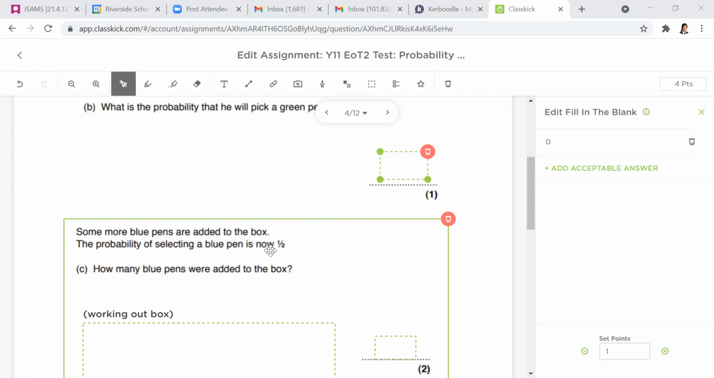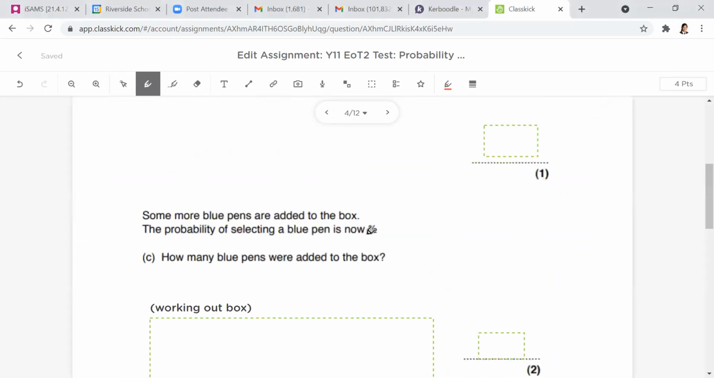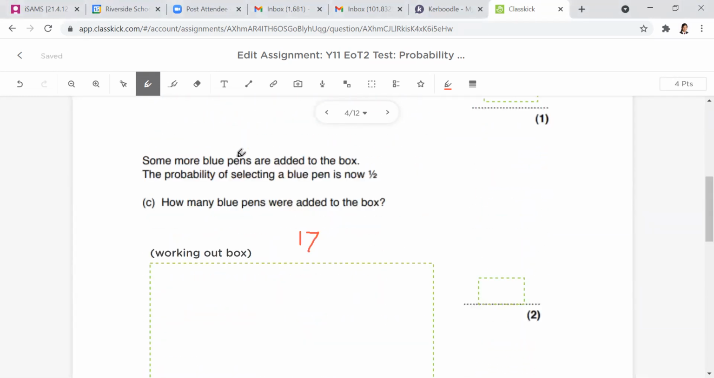Same box. I add some blue pens, and the new probability is a half. There are 2 ways to do this. The first way, you could use some algebra, but I don't think anyone here did that. Or you just do a guess and check method. Just try. If I have 17 pens to start with, and there are 6 blue pens.